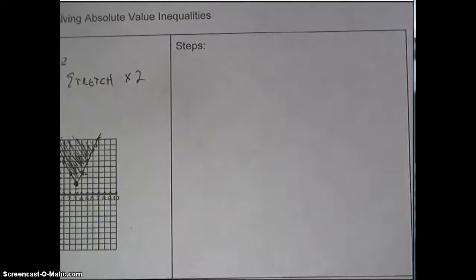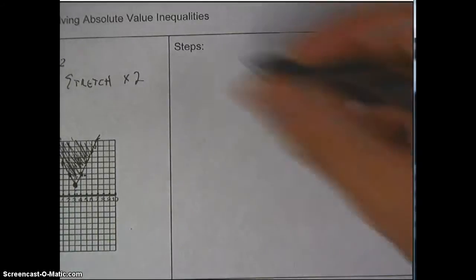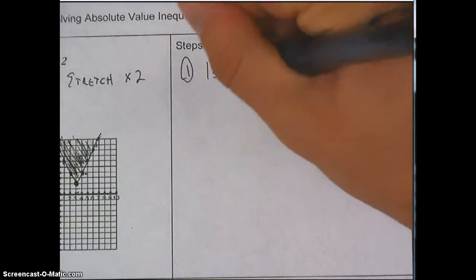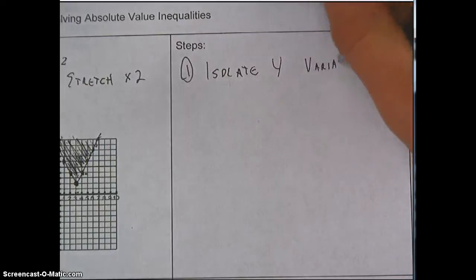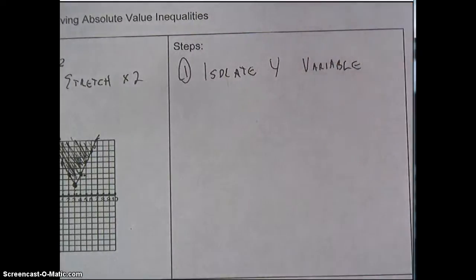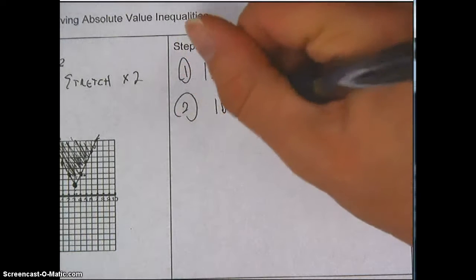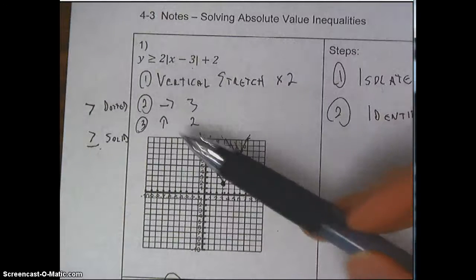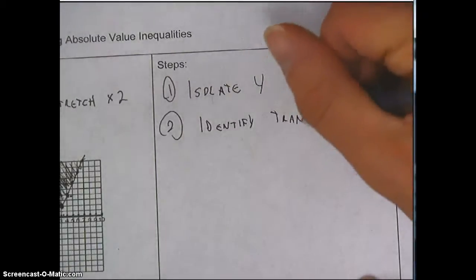So, over here on the notes, we've got this thing where it says steps. The first step, let's get the y by itself. Isolate the y variable. Second step, identify the transformations. That's what we were doing here. This 1, 2, 3 business. That's identifying transformations.